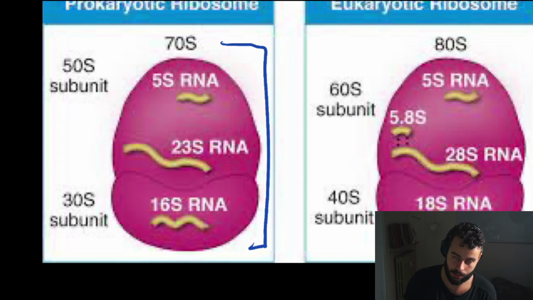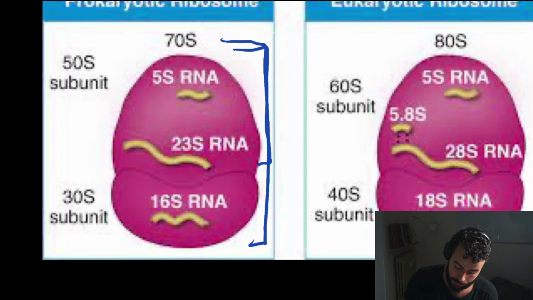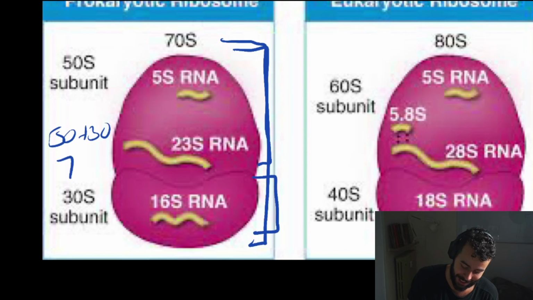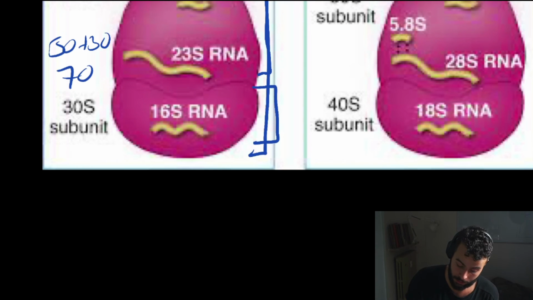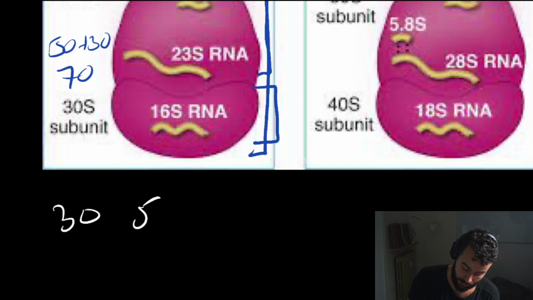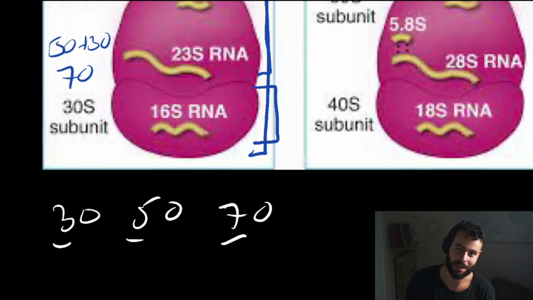It's very high yield. So everything I say in this video is very high yield for the exam. The big subunit will be 50S and the small subunit will be 30S. Overall, 50 plus 30 will give you 80. I know it's weird, but remember it. How I remember it is 30, 50, 70 are odd numbers. This is how I remember it.